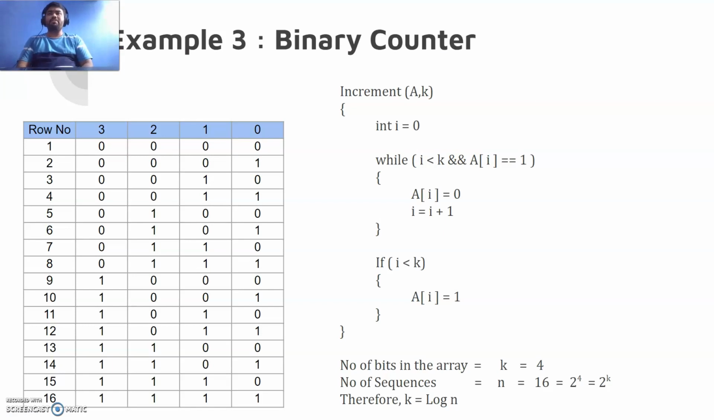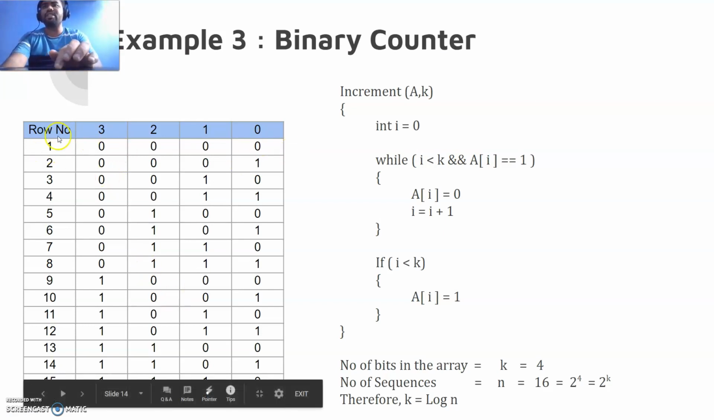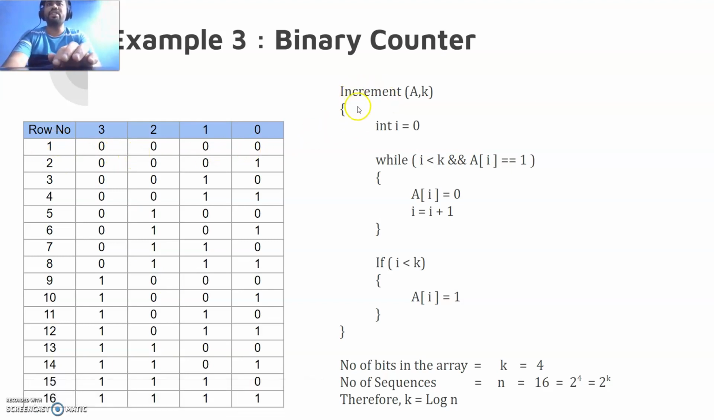Now, what happens in a binary counter? Let's see how a binary counter works. You can see these are the rows. Every time I call the increment function, it's going to work on this particular array. Please follow my pointer. This is an array wherein the first position is 0, then 1, then 2 and 3, and all the values inside this array are 0.